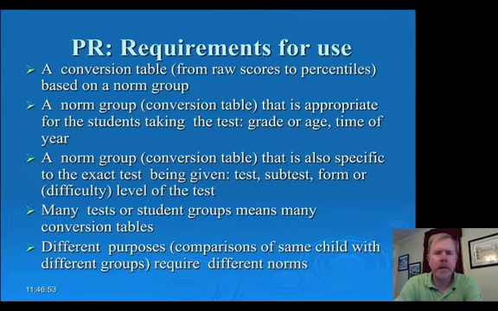So many different kinds of tests and many different kinds of students and groups means many different kinds of conversion tables. In other words, you have a percentile ranking against each group you're being compared to. There's not just a single one. There are different purposes for these kinds of comparisons, and so we need different kinds of forms.